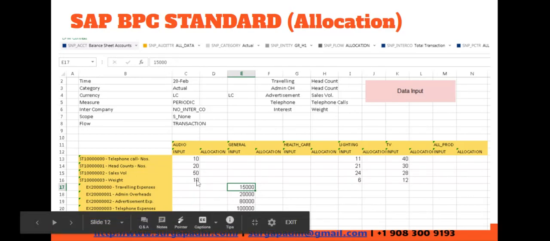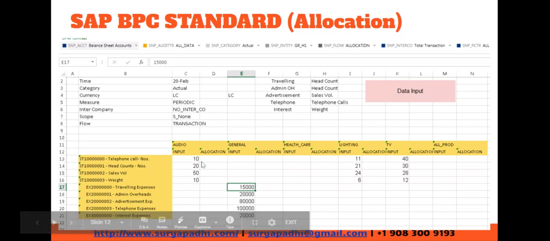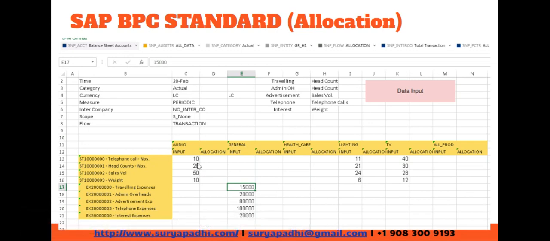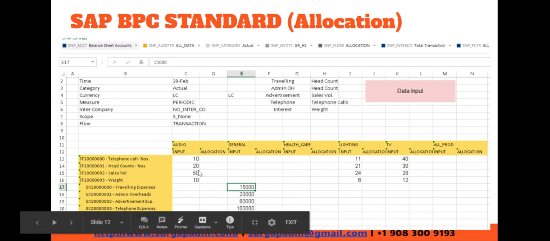And the user also keyed some of the statistical key figures in the Input audit. In this case, the statistical key figures are telephone calls 10, head counts 20, sales volume 50, and weight 10. Similarly, there is an assumption that the General profit center will not absorb any expenses, and it will be allocated to other profit centers only.